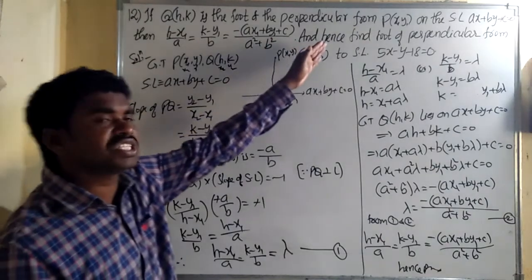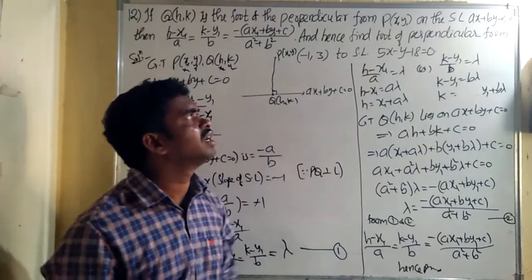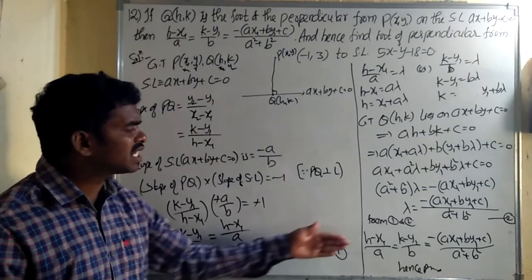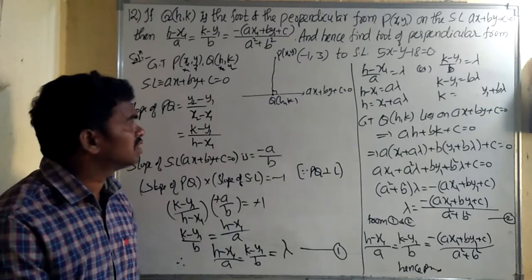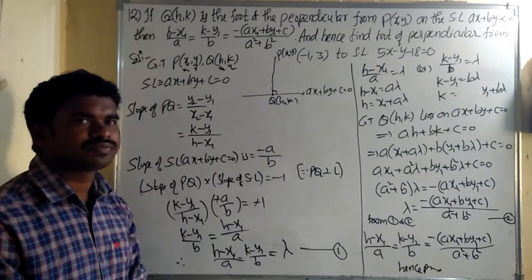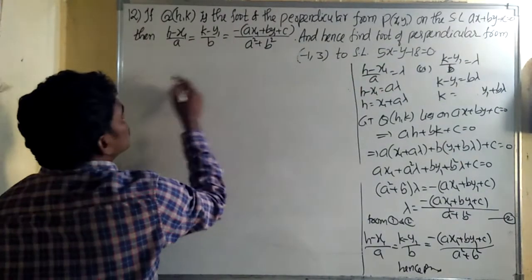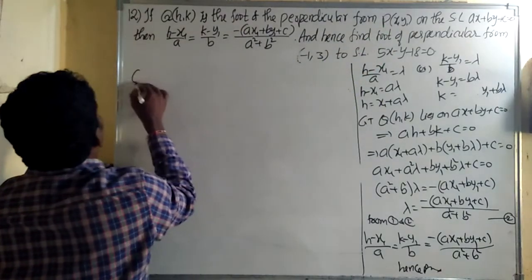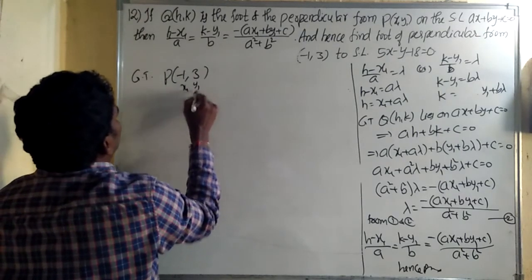One more question is asking: hence find the foot of the perpendicular from minus 1 comma 3 to the straight line 5x minus y minus 18 equals 0. So how can we do it? Here we should apply this concept for the question. Let us see. Foot of the perpendicular from minus 1 comma 3, means from P(x1, y1). So given P is minus 1 comma 3, take it as x1 comma y1.